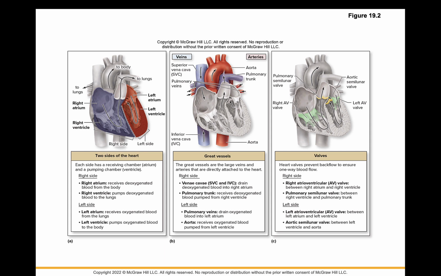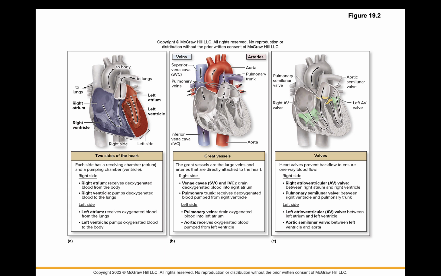When we look at the right side of the heart, it is receiving blood that has been deoxygenated. It will then move on to the right ventricle, and then it will be pumped into the pulmonary circulation. Then, from the lungs, it will move back to the left heart and the left atrium, down into the left ventricle, and then out to the rest of the body, or the systemic circulation.